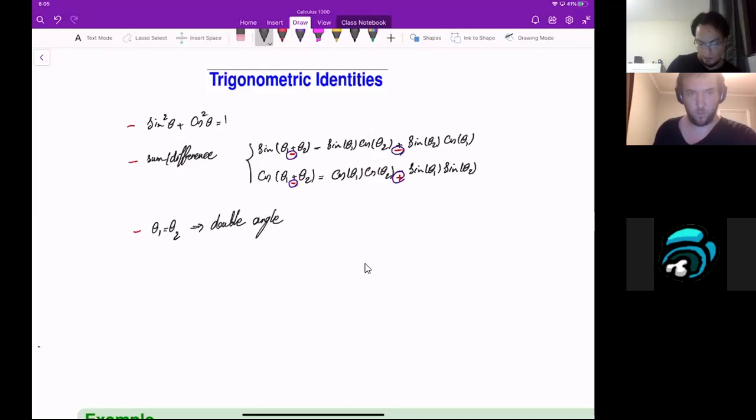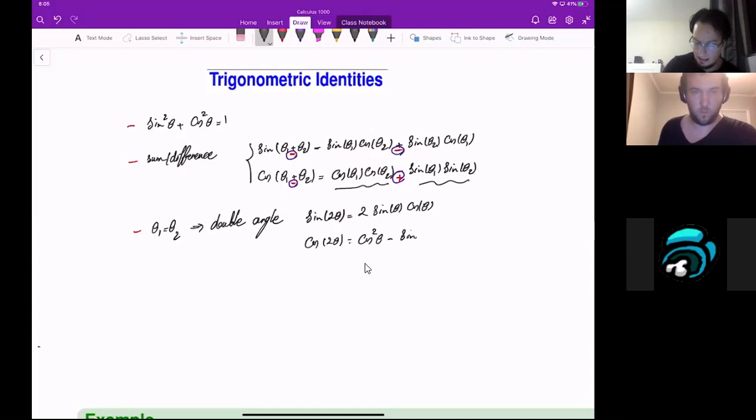So for those ones, basically you have sine of 2θ. This is equal to, well, θ1 equal to θ2, you will get 2 sine theta cosine theta. For cosine 2 theta, this is important. You will have 3 versions of that. But the first version, which comes up right here, is cosine squared theta minus sine squared theta.